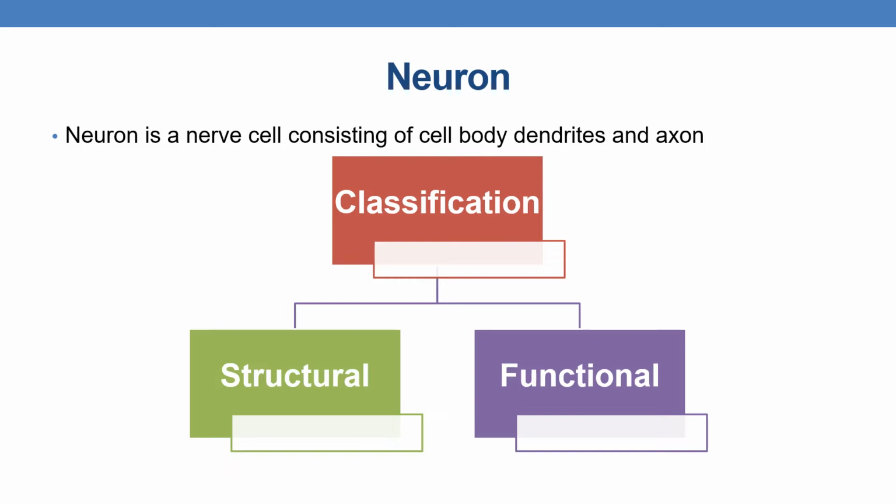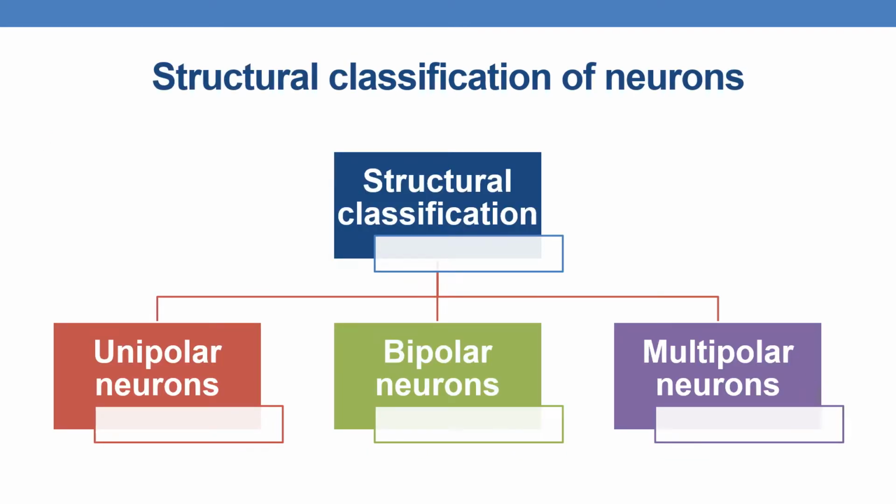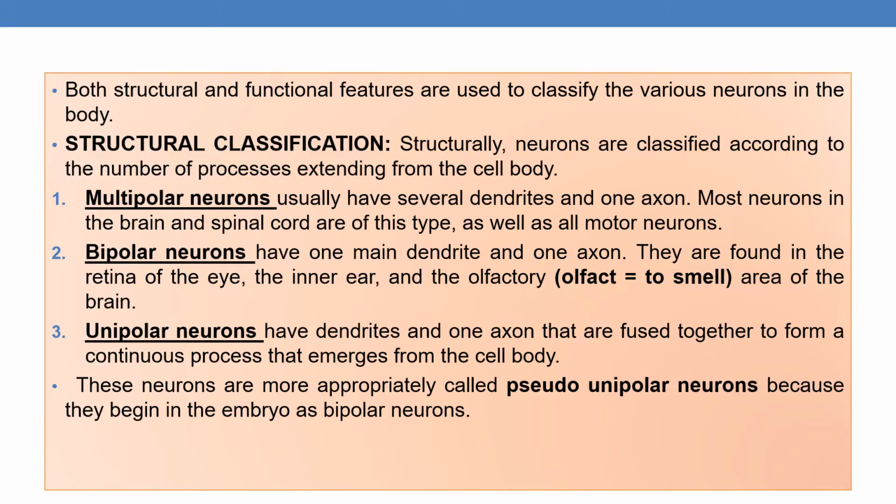Coming to the classification of neurons, it is broadly categorized into two types: structural classification and functional classification. Based on the structure of the neuron, they are classified into unipolar, bipolar or multipolar. Unipolar has one process, bipolar has two processes and multipolar has multiple processes. Both structural and functional features are used to classify various neurons in the body.